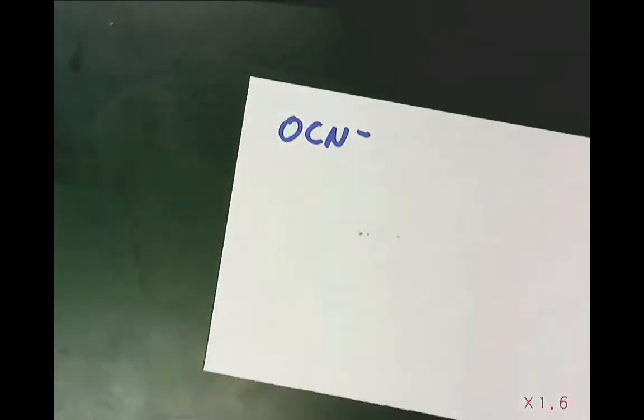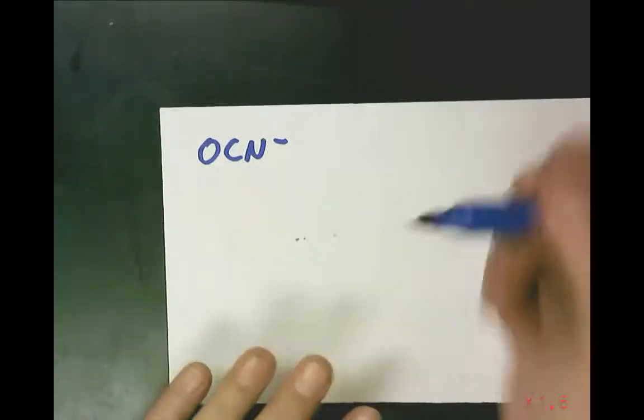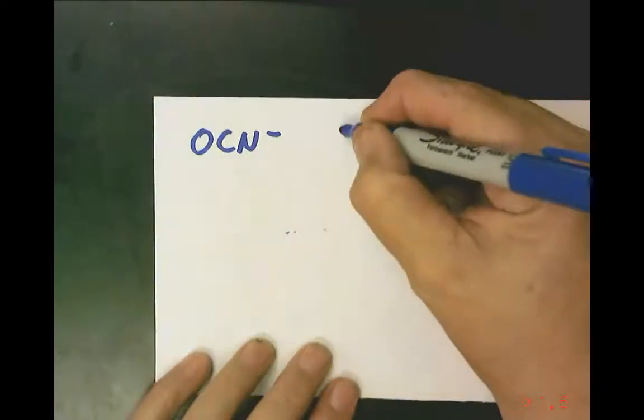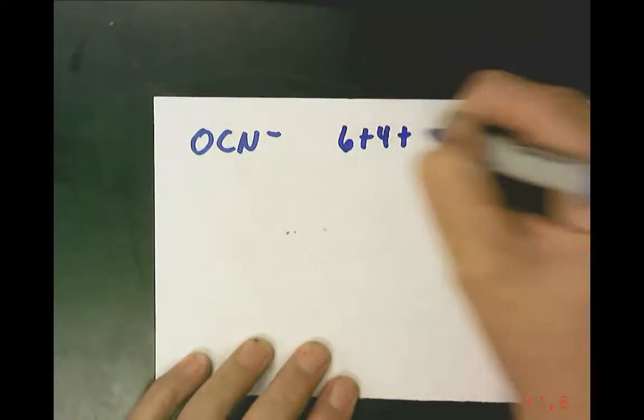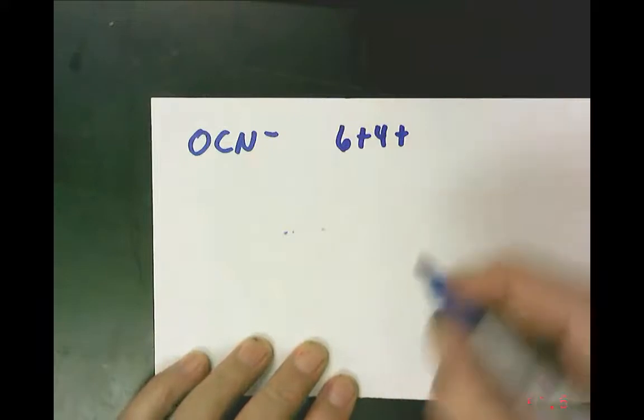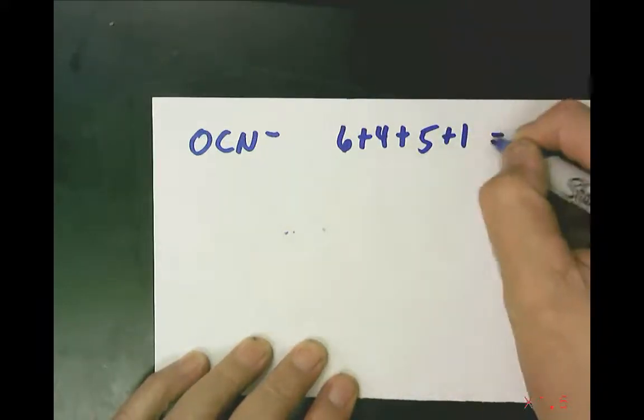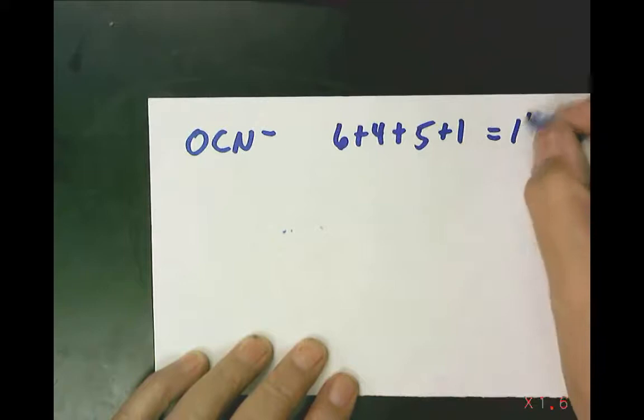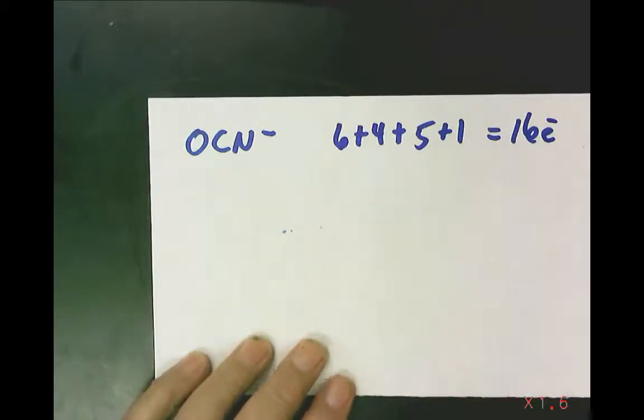Okay, and then an ion. One more time for an ion. All right, same rules. 6 plus 4 plus 5 plus 1. Okay, so that's 10, 15, 16 electrons we're dealing with.